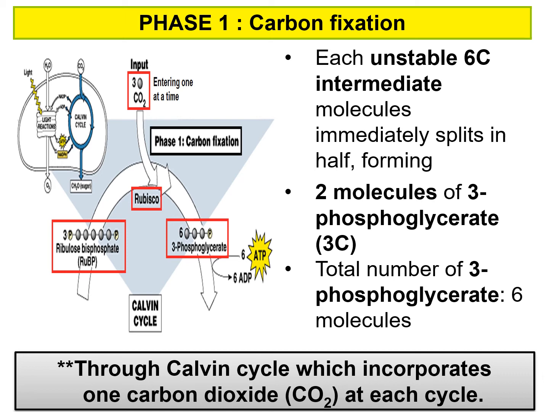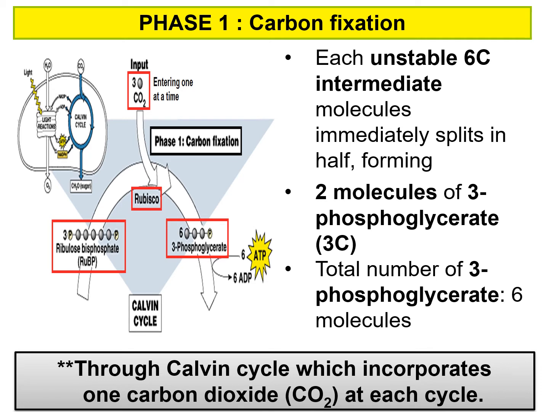Each unstable 6-carbon intermediate molecule will immediately split in half. 6 carbons, 1, 2, 3, 4, 5, 6, will split into 3-carbon molecules. The 3-carbon molecule is 3-phosphoglycerate. So there will be 6 molecules of 3-phosphoglycerate.